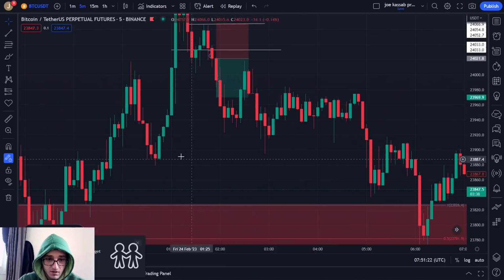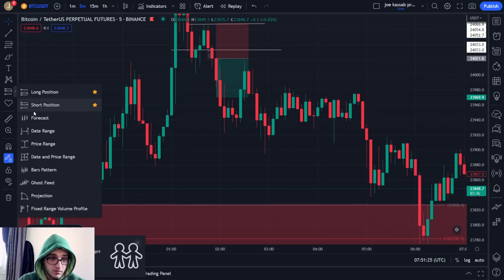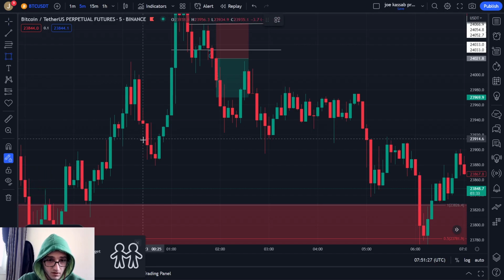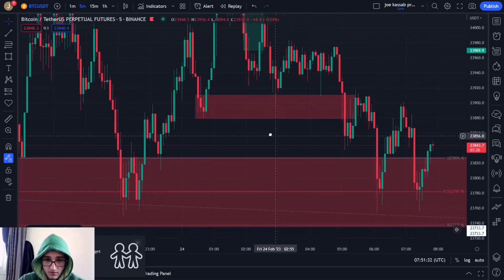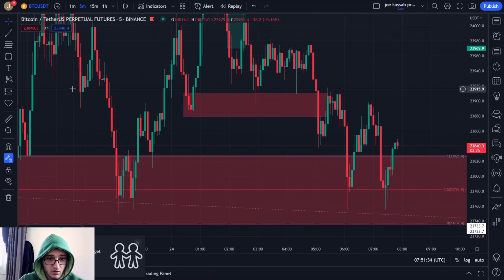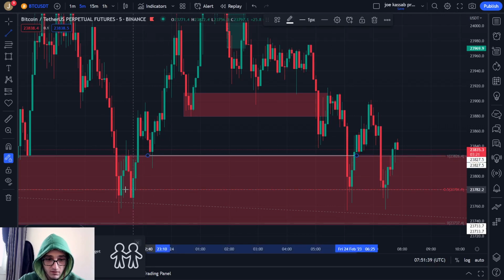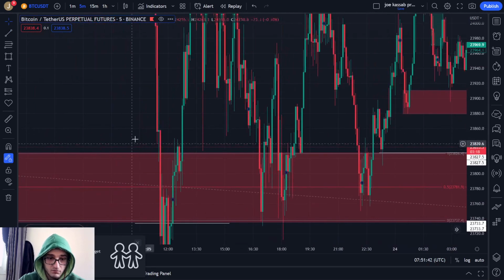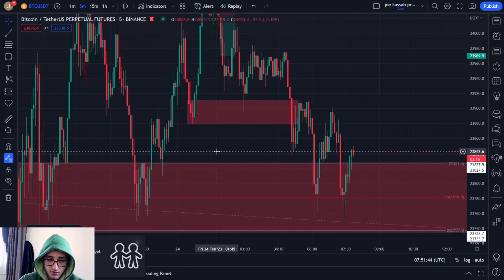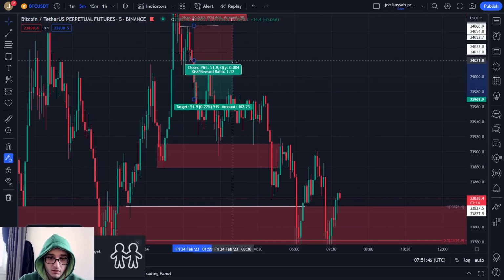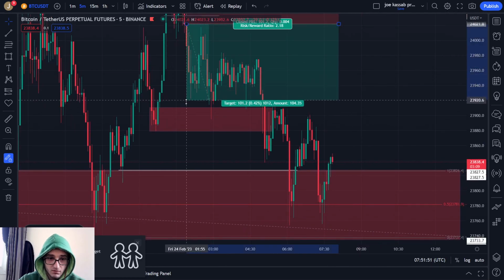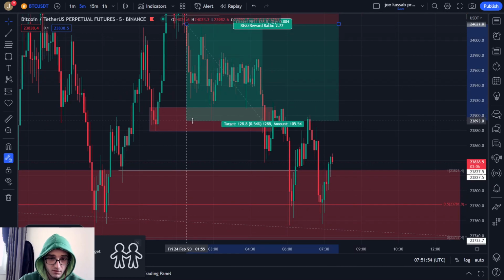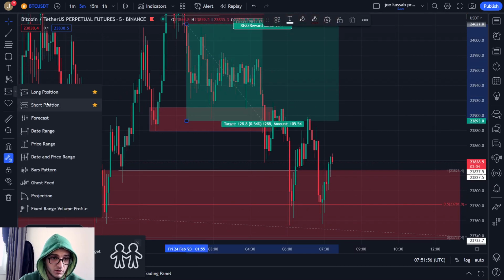So as you can see, we have an order block here, okay, and we have this low here, and we have our main area of confluence. So we could have taken this entry, and we had our stop loss here, our take profit one.